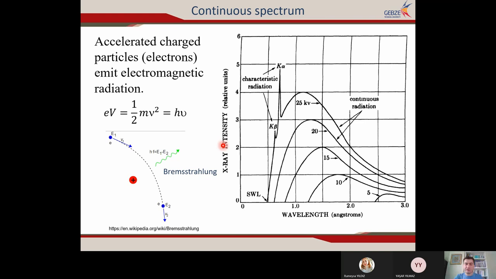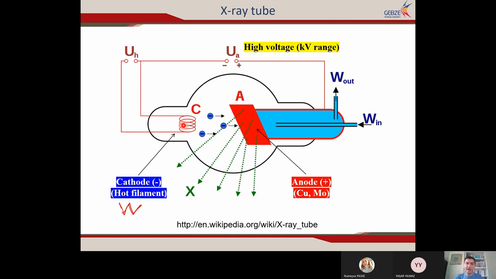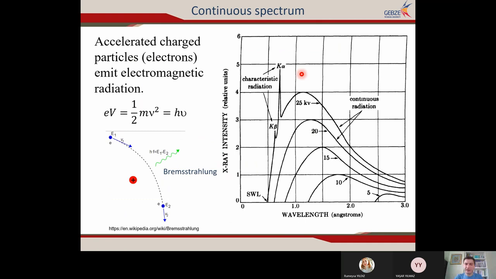So a continuous spectrum means that you have many different wavelengths within the spectrum. Look at this one. If you apply 5 kilovolt between the anode and cathode material here, then we have this type of spectrum. What do you see here? We have X-rays at that wavelength, that wavelength, that wavelength. So we have many different wavelengths. For this reason, it looks continuous. Actually, there are many discrete wavelengths here, but we see it as continuous.